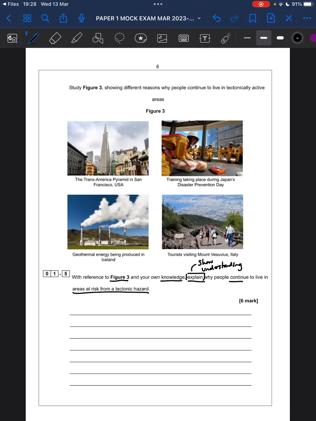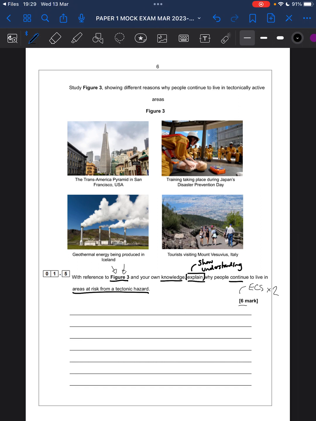Okay, I need to show understanding. I need to show that I get it. It is a 6 marker. So for my students, this would be ECS times 2. Or if you're not one of mine, point evidence explain times 2. You're doing 2 developed paragraphs. And you must make reference to figure 3. You have to talk about figure 3 in some way, shape or form.